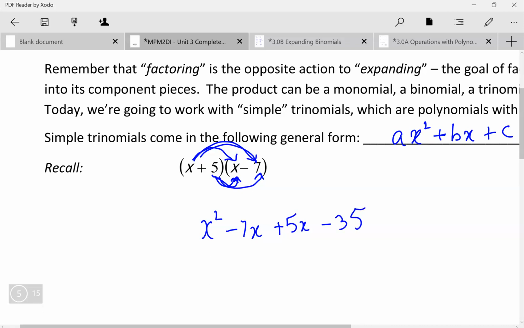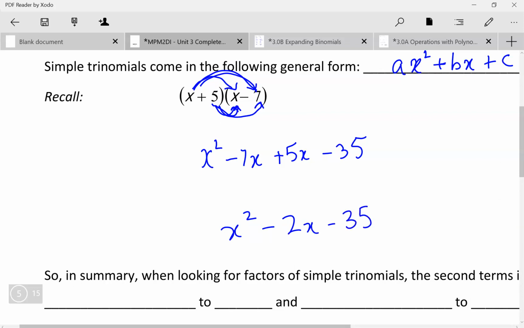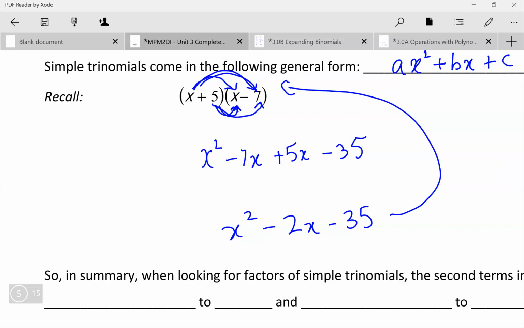I will write the final answer, but this step is really the key to what we're doing here, because our final answer is x squared minus 2x minus 35. So ideally, our goal for now is to go from here back to here, correct? That's what we want to do. We want to factor our expanded form. We know how to go from a factored form to an expanded form. We want to go from an expanded form back to a factored form.